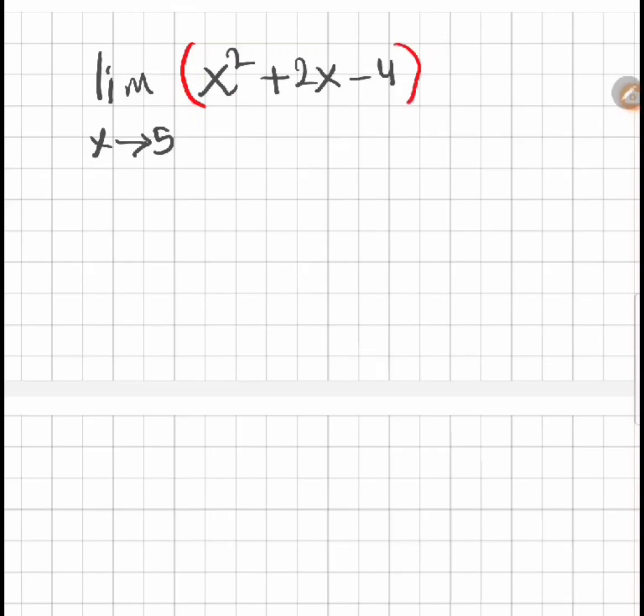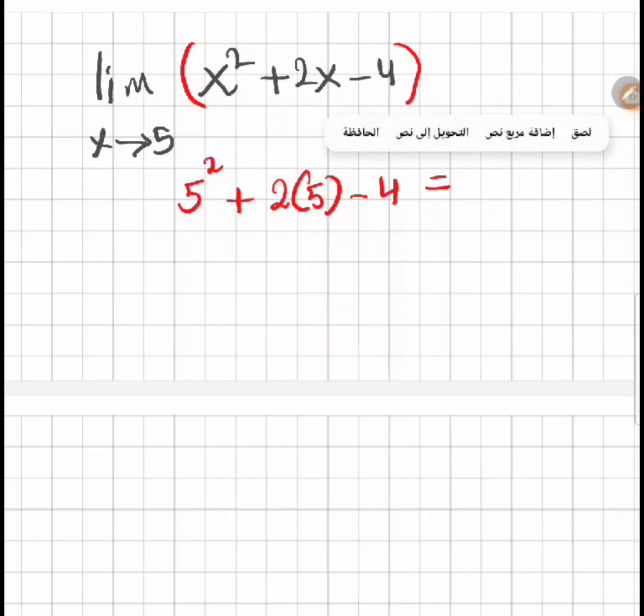So all you got to do is plug in 5. So it's going to be 5 squared plus 2 times 5 minus 4. So that's 25 plus 10 minus 4. And 25 plus 10 is 35. So the limit is going to be 31. And so that's it for that example.